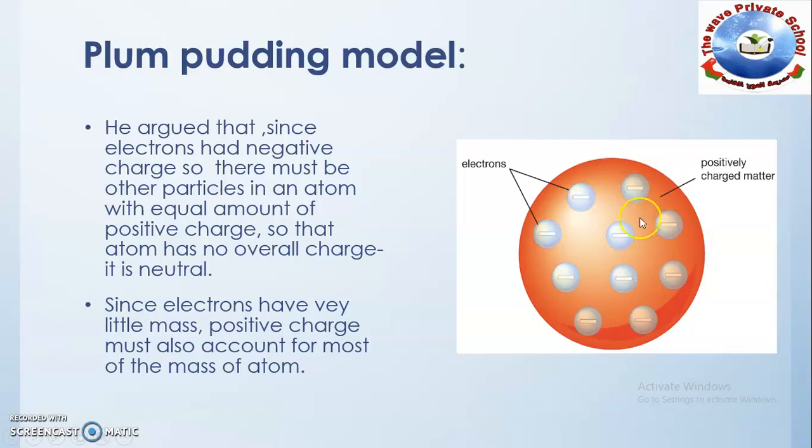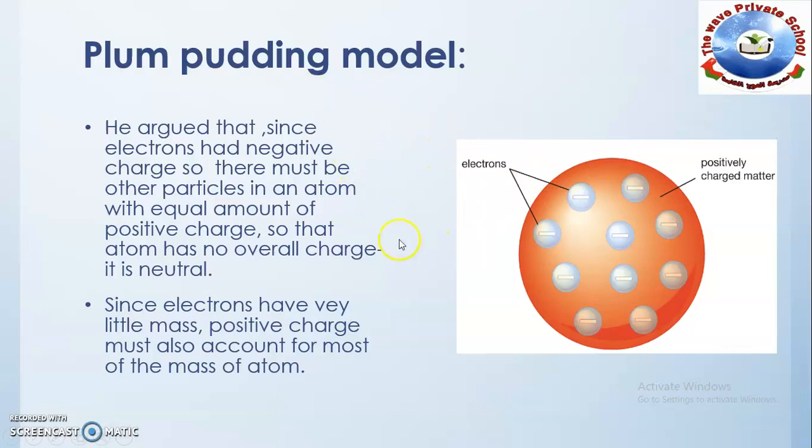This is known as the plum pudding model because electrons are negatively charged particles, and we can say that these are negatively charged plums in the positively charged pudding. So this is the positively charged pudding where electrons are negative charges, and these electrons are plums that are embedded in the positively charged pudding. So he gave the name plum pudding model.